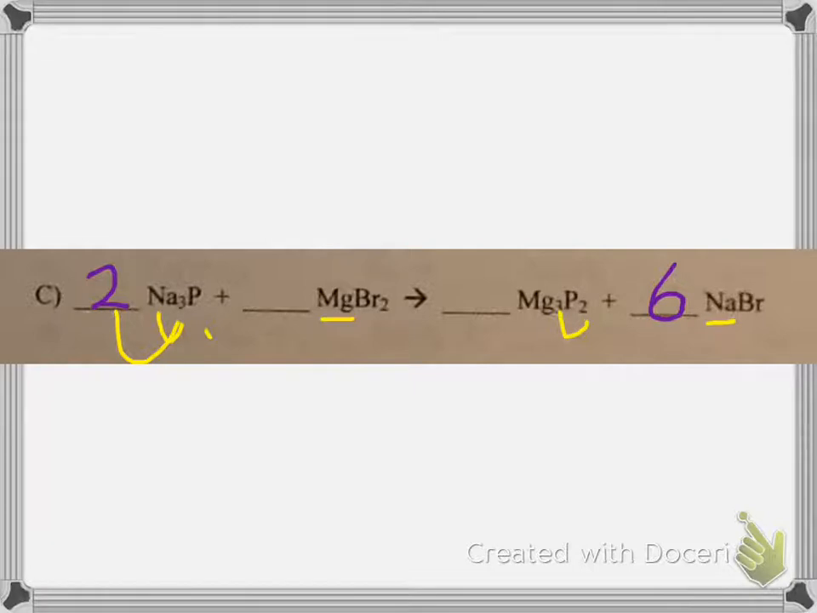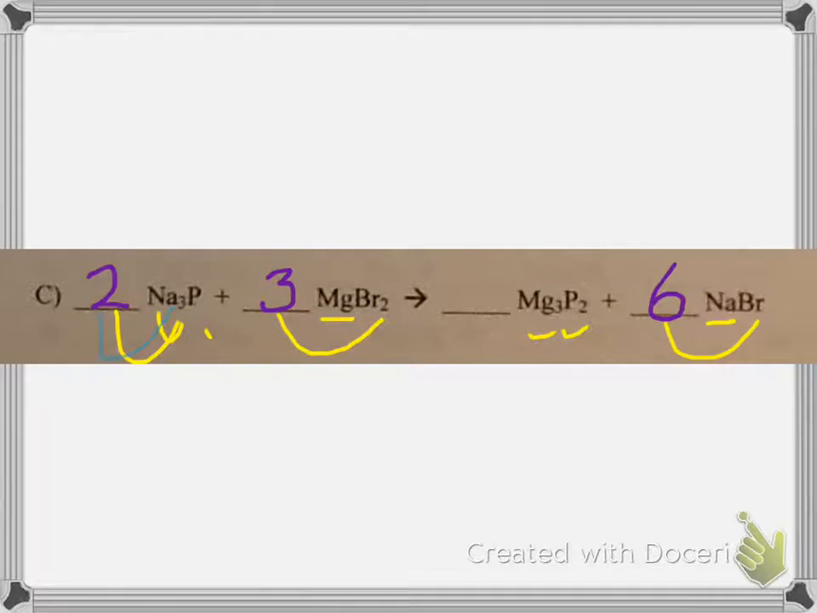Magnesium, I have 1. Magnesium, I have 3. So I need a coefficient of 3 in front of magnesium bromide. And I have 3 times 2, which is 6 bromines. And I have 6 bromines. I think I'm balanced. I'll double check.